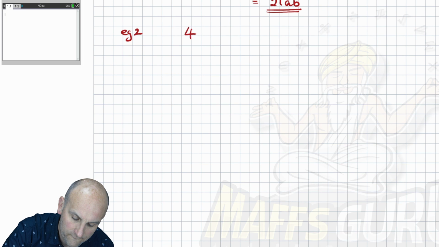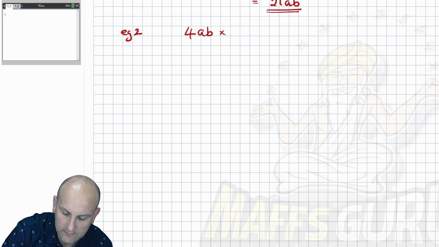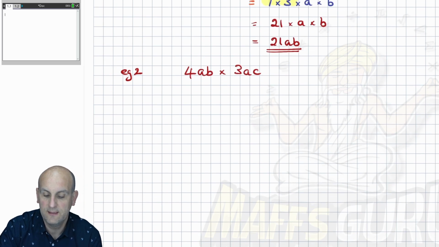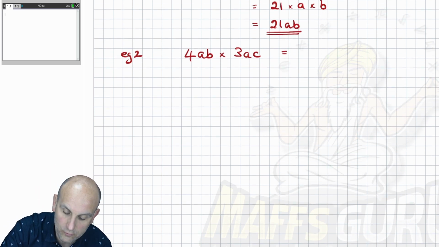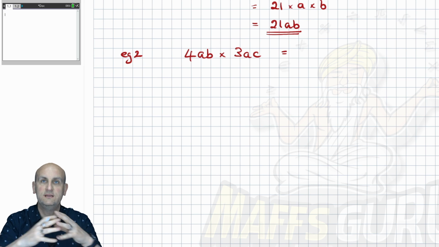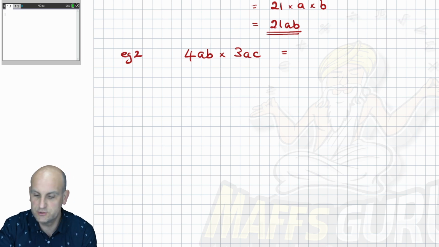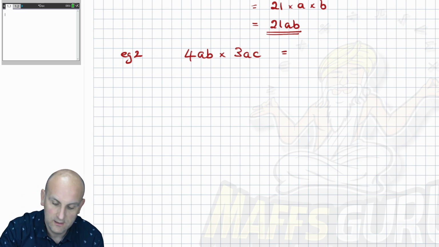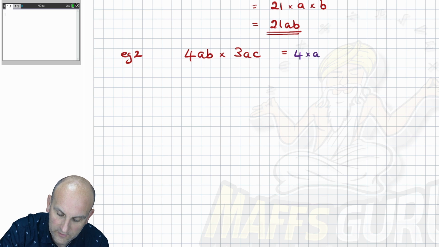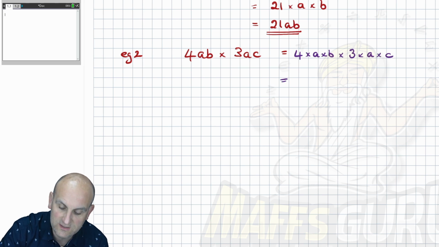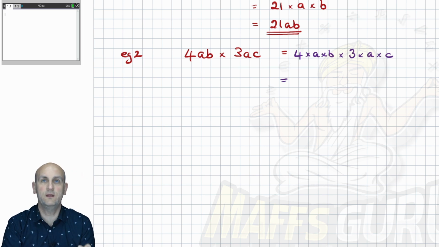Let's do 4ab times 3ac. All right. Now again, following the rules through, and that is write it in expanded form. Right? When you're multiplied together, write it in expanded form. As you get better at this, you'll be able to do it straight away. But we're still learning. So I'm going to write that as 4 times a times b times 3 times a times c. All right. Looks disgusting, yes? But all we've done is put the times in.